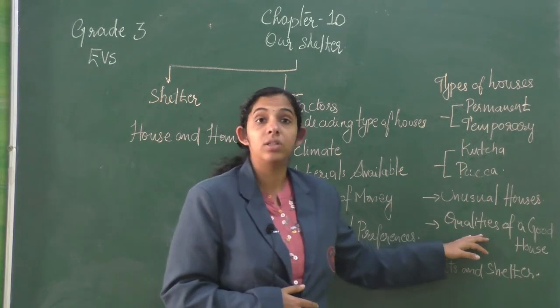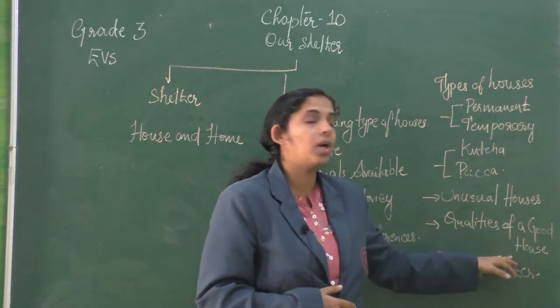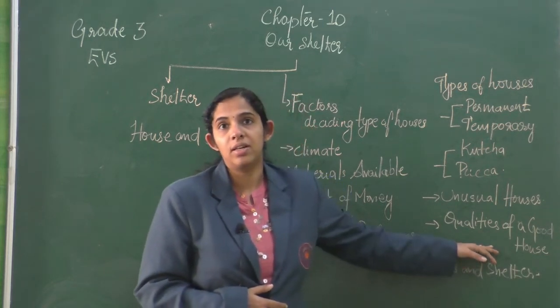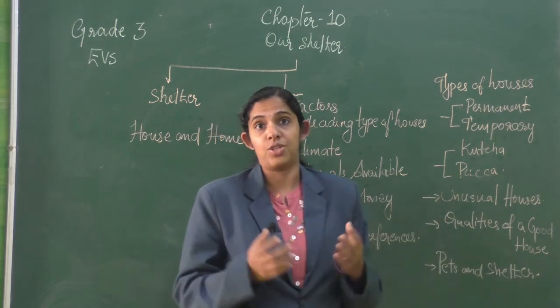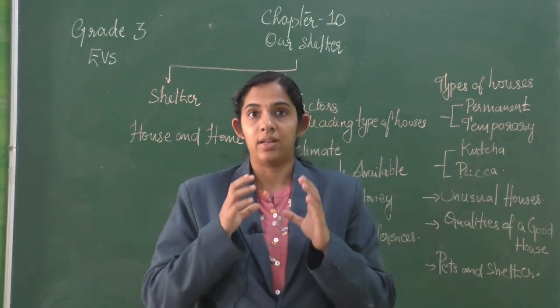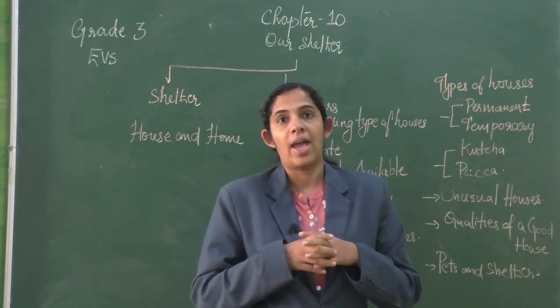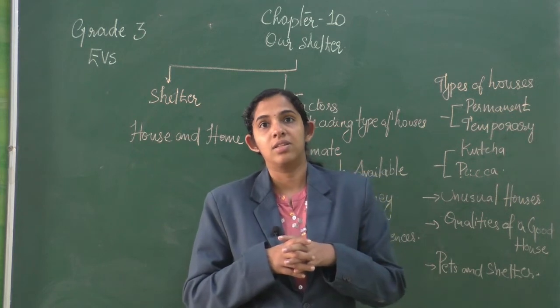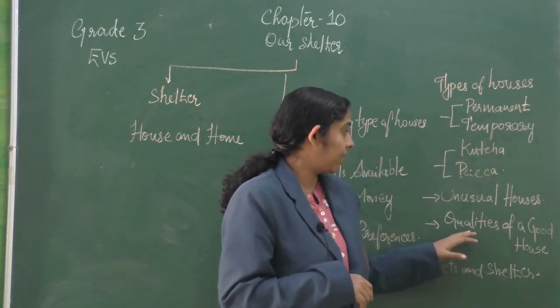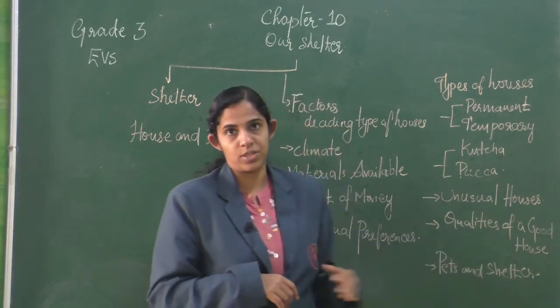Next, we have seen the qualities of a good house. We have discussed 3 points here. They are safety, ventilation, which means it should allow good air and light to pass through, and cleanliness. So safety, cleanliness and ventilation are the main 3 qualities of a good house.